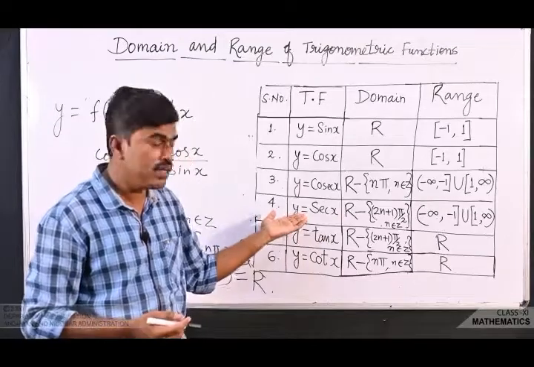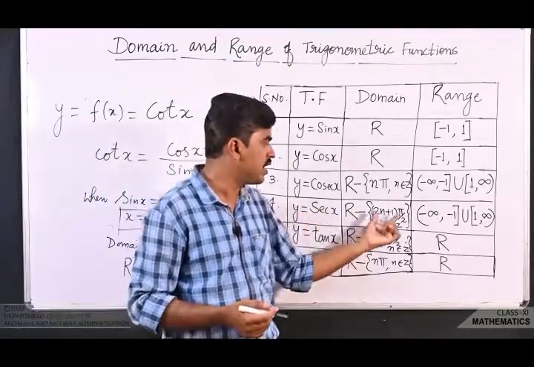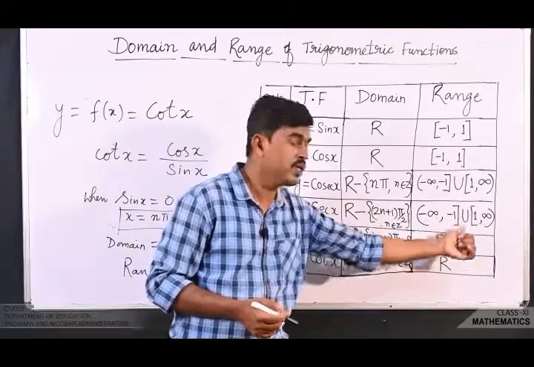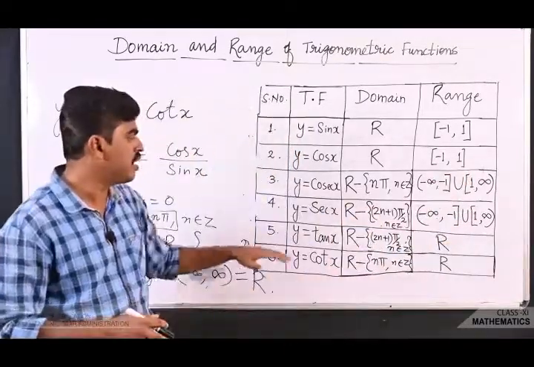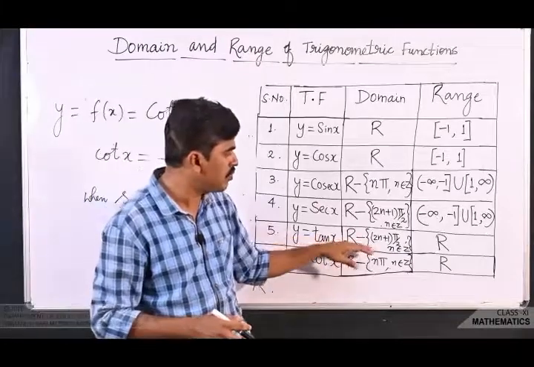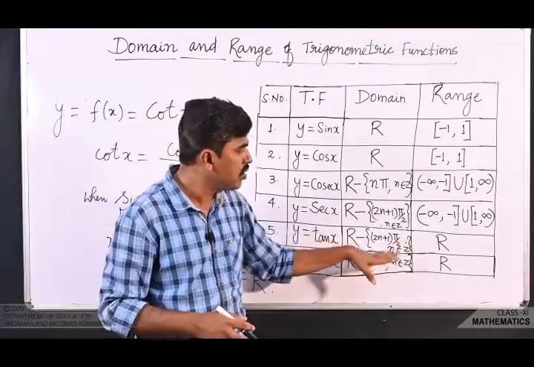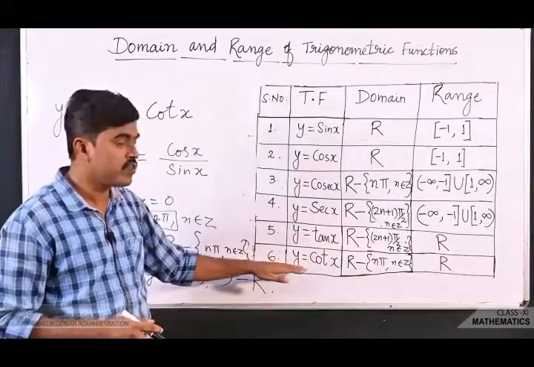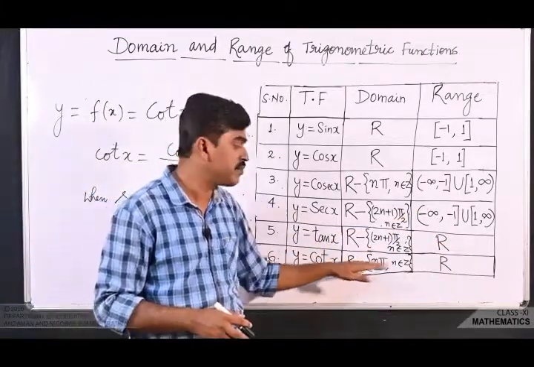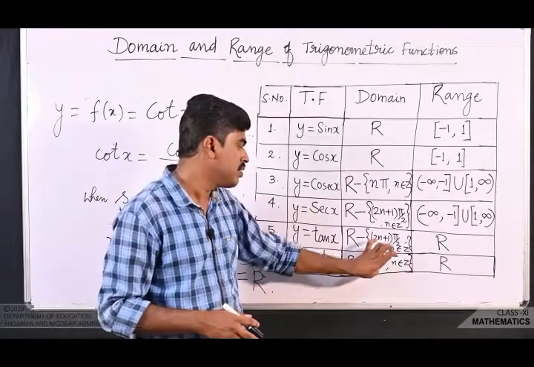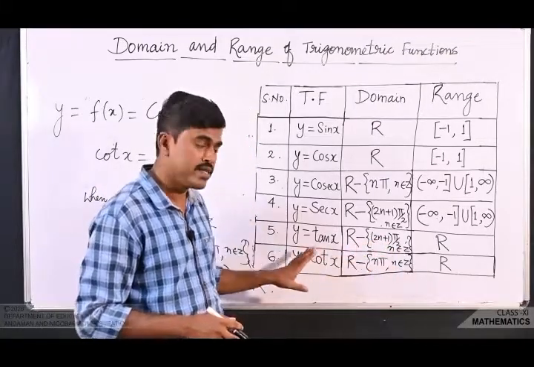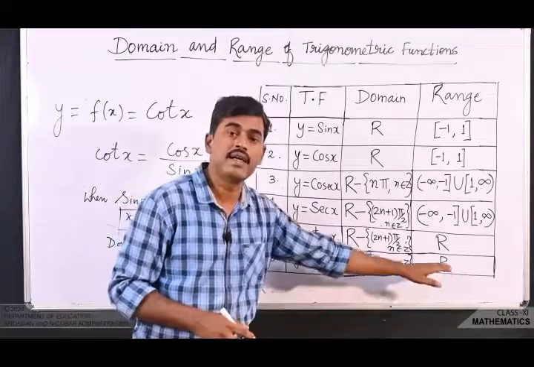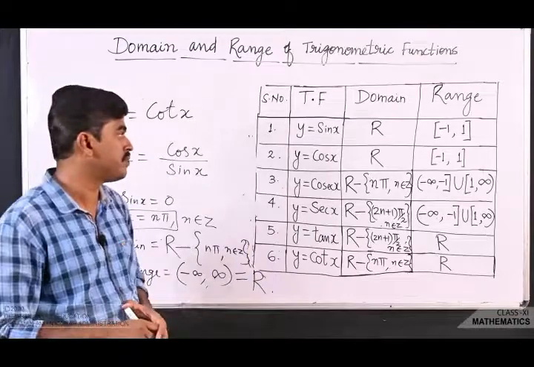And the domain of sec x is the set of real numbers minus {(2n + 1)π/2}, and the range is (-∞, -1] union [1, ∞). Similarly, the domain of tan x is the set of real numbers minus {(2n + 1)π/2}, where n belongs to Z, and the range is the set of real numbers. And the domain of cot x is the set of real numbers minus {nπ}. At nπ, cot x is not defined, so the domain is the set of real numbers minus {nπ}, and the range is the set of real numbers.